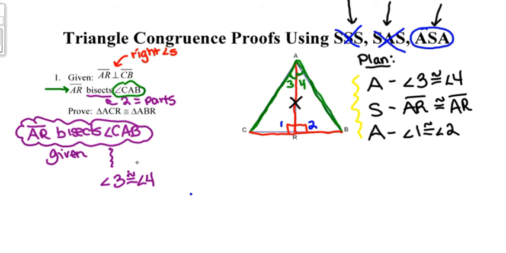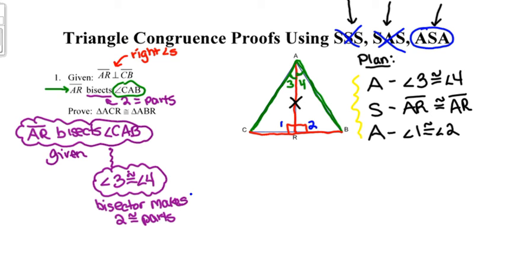So the conclusion that I can draw, I'm going to put in my next step of my flow proof. And the reason I know that that's congruent is because the bisector made the two congruent parts. And that is the first pair of congruent angles that I needed to talk about in my proof in order to establish the congruency of the triangles. So this step has now been done.